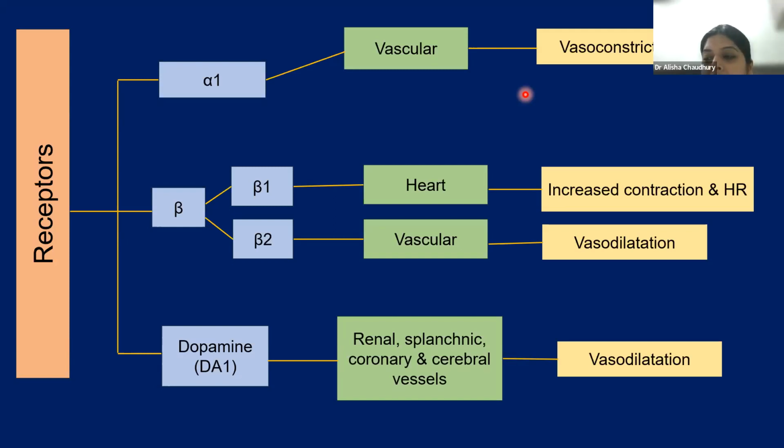Now, these beta-1 receptors promote a positive inotropic, chronotropic, and even dromotropic action. Dromotropic action is nothing but increased rate of conduction through the AV node in the heart. So these beta-1 receptors are very important in the heart.